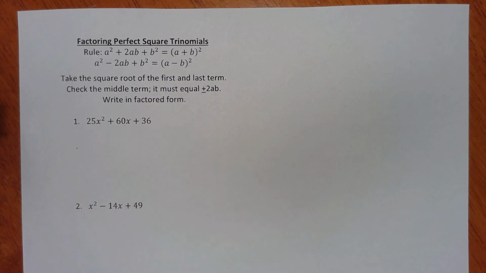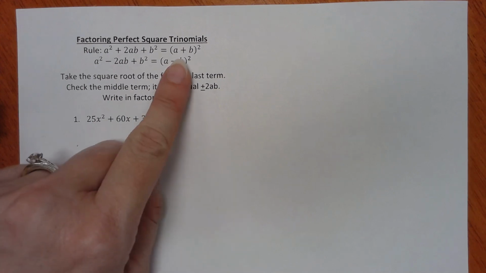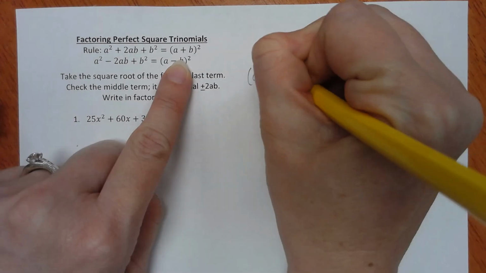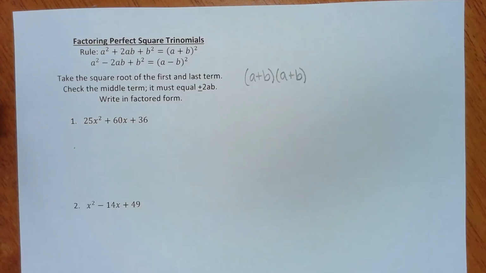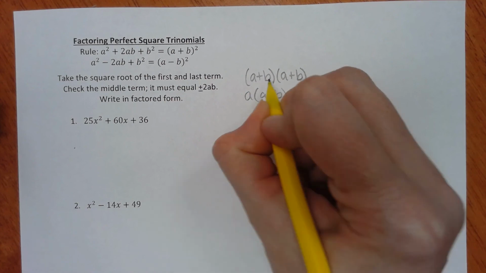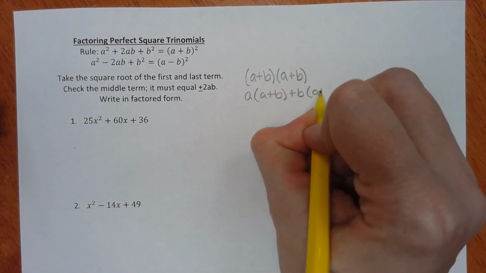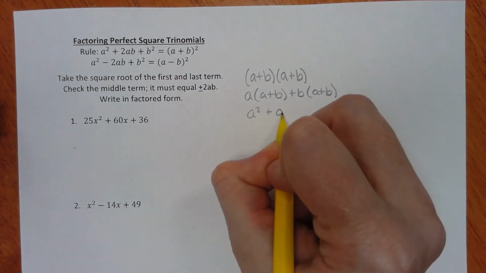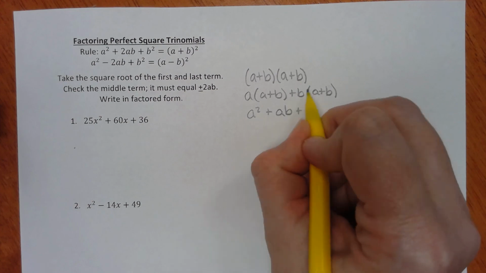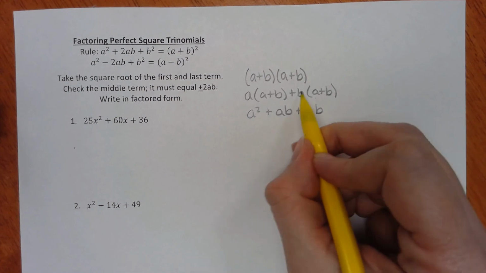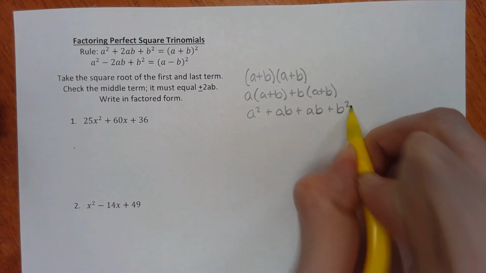So let's first make sense of the rule. If we took the binomial squared and wrote it out, a plus b times a plus b, we can use the distributive property or the box method to multiply this back together. So we'll do a times the a plus b and b times the a plus b. When we distribute, we get a squared plus ab plus, we'll write this one also as plus ab, so we'll be able to combine our like terms, and then plus b squared.